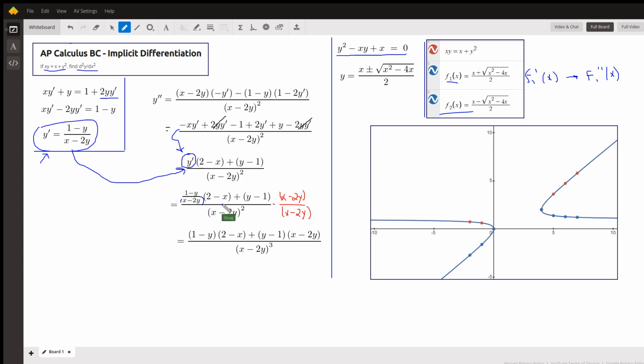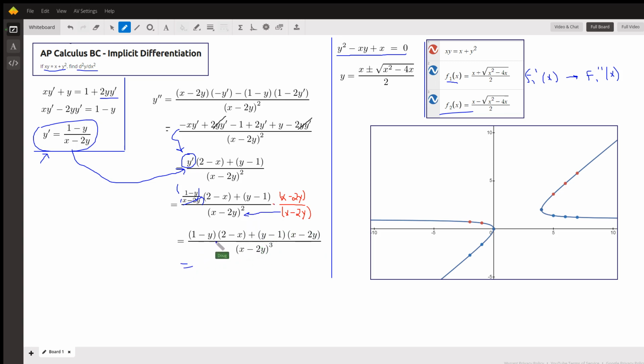So when I take x minus 2y times this first term, the x minus 2y's cancel out, and I get 1 minus y, this factor, times 2 minus x. Take x minus 2y times this term, y minus 1 times x minus 2y. And when I take x minus 2y times this denominator, it just raises the exponent by 1.